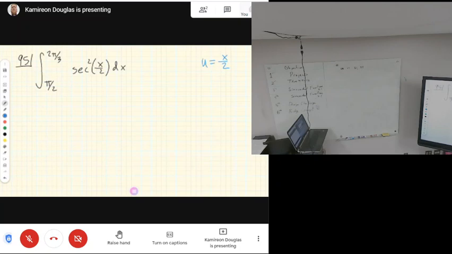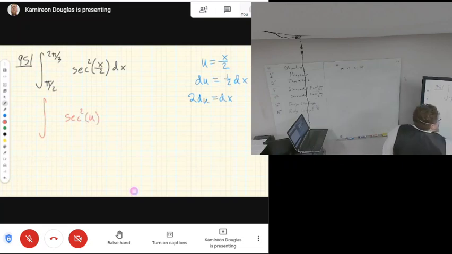If my U is equal to x over 2, then my du is equal to 1/2 dx. I move the 1/2 over. I end up with 2 du equals dx. Questions so far? And let us continue. I end up with integral secant squared of u. Now my dx is replaced with 2 du, so I'm going to do du right here and put the 2 out front, like so.